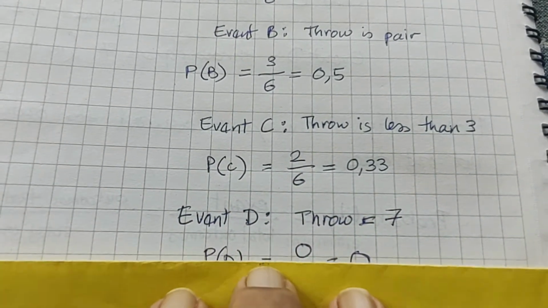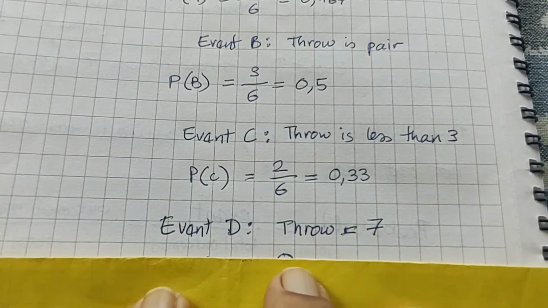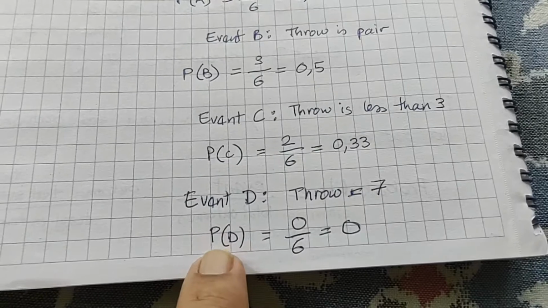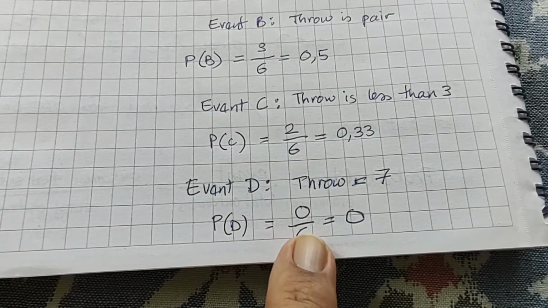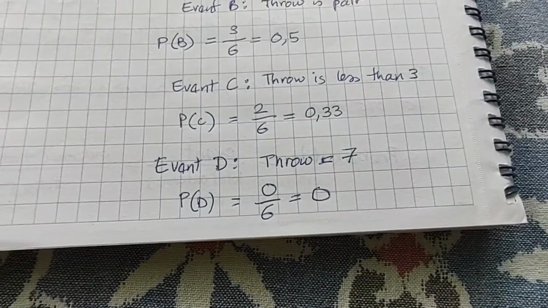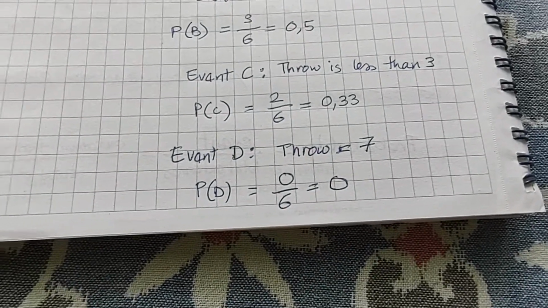And then let's take that event D, throw is equal to 7. So no outcome will make up event D. So 0 outcomes. So P of D is 0 over 6, which is 0. So the probability of getting a 7 when you throw a die is 0, which again is very intuitive.